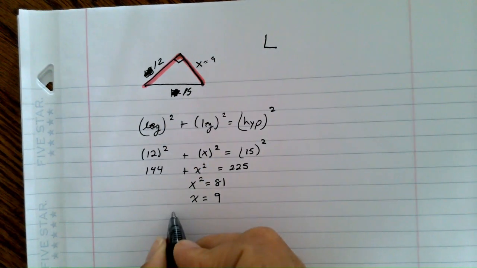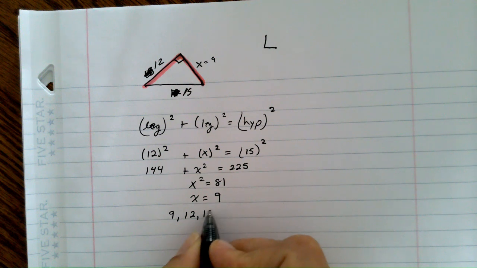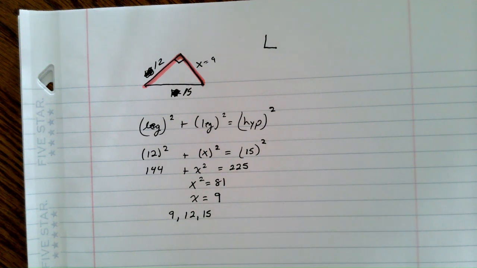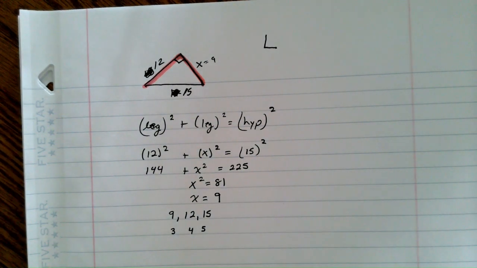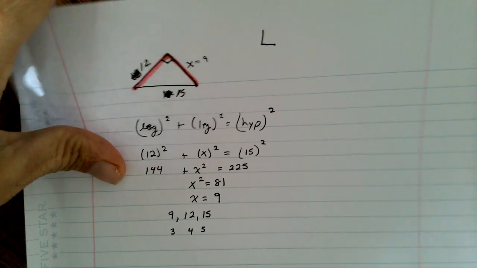Now let's think about this. 9, 12, 15. Divide them all by 3. 3, 4, 5. Oh, that's why it worked out perfectly. It was a multiple of that basic Pythagorean triple. It's the only reason why they came out to nice numbers. Okay, let's try another one.